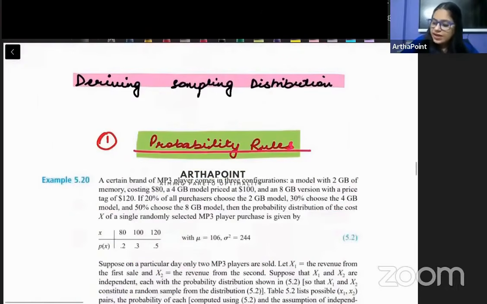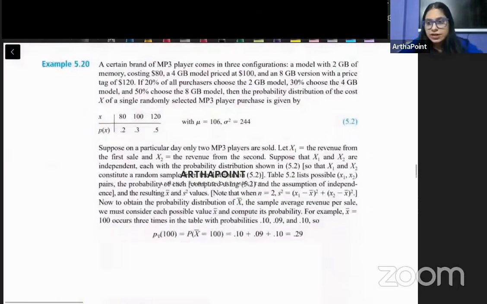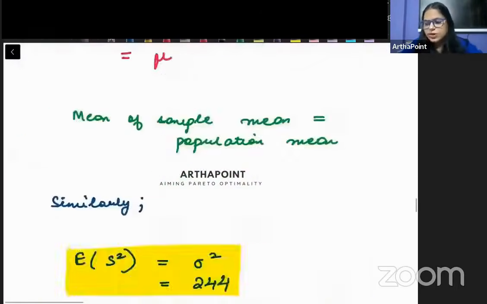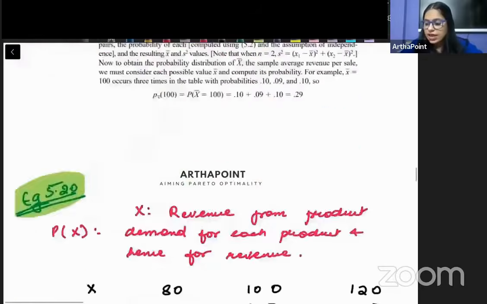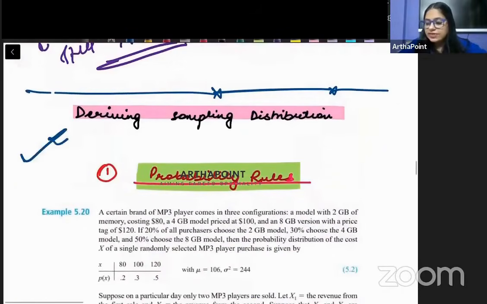Okay, beta. So I will end this lecture here for today. And in the next lecture, we will continue with section 5.3 and we will try to end this with some questions. And we will be talking about deriving the sampling distribution. Okay, beta. Thank you.